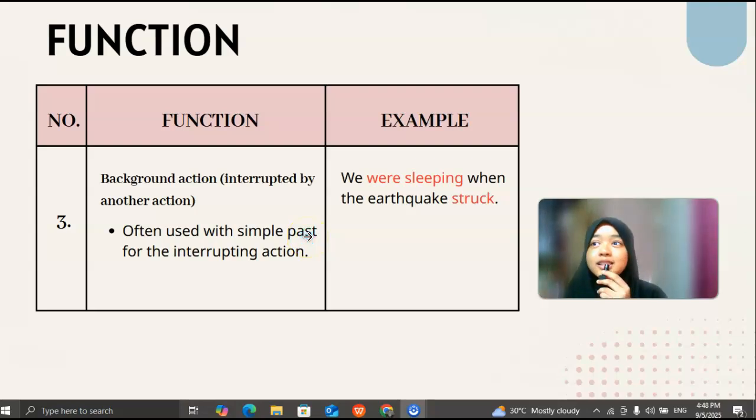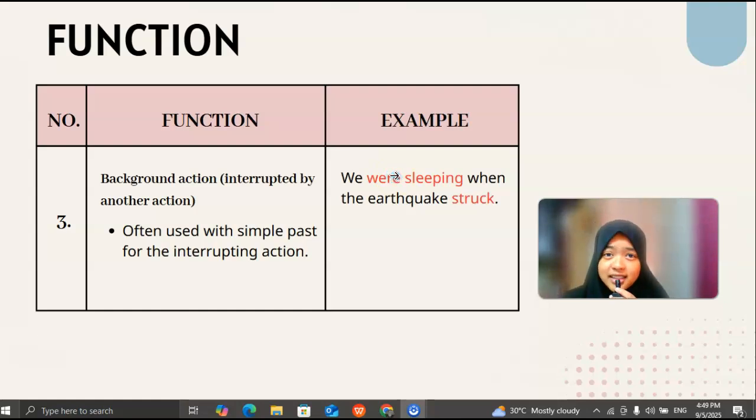Say for example, one day, yesterday, you and your sister were sleeping soundly in your room, and then suddenly the earthquake struck, but you did not wake up. The earthquake struck, but you did not wake up. And so the next day, you went to school, and then your friend asked you, what happened yesterday?